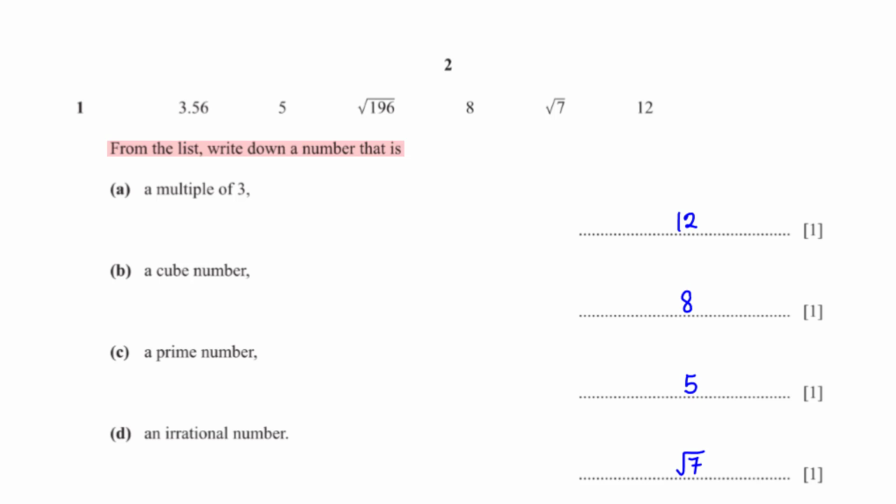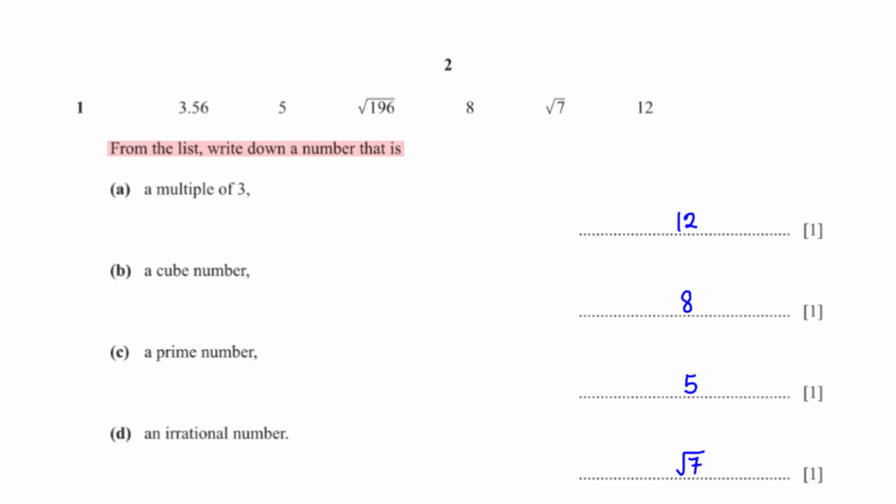From the list, write down a number that is a multiple of 3. From the given list, 12 is a multiple of 3. 3 times 4 gives us 12. Write down a number that is a cube number. From the given list, 8 is a cube number. 2 cubed gives us 8.